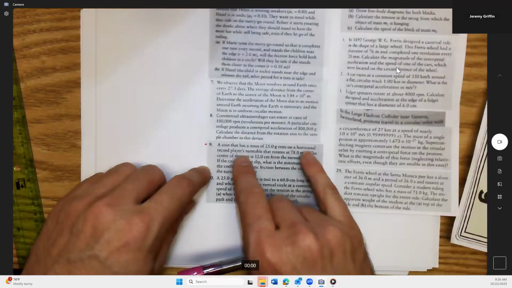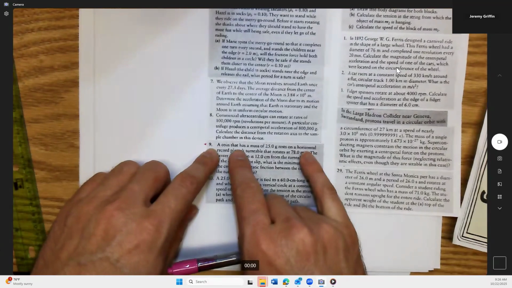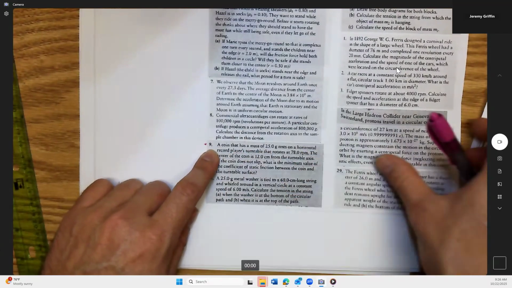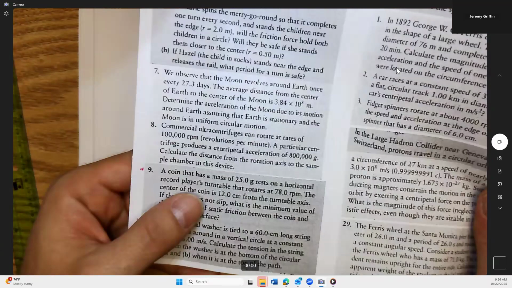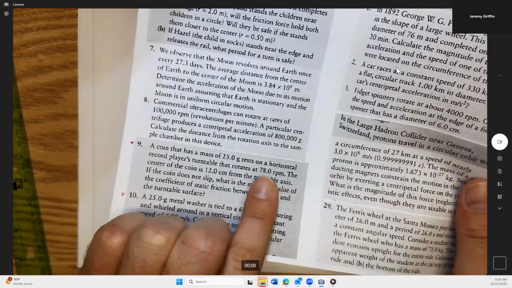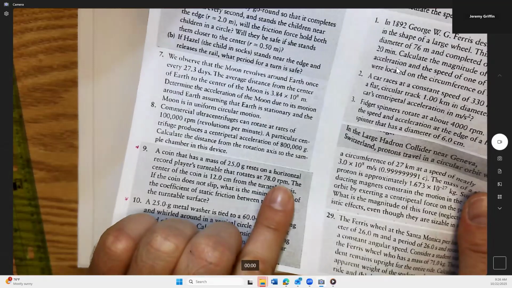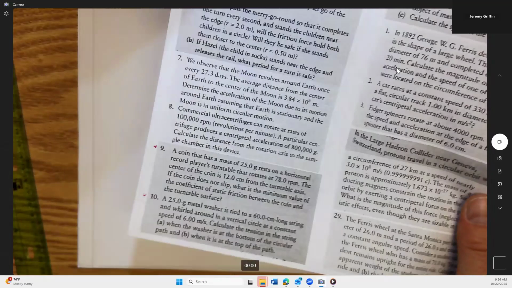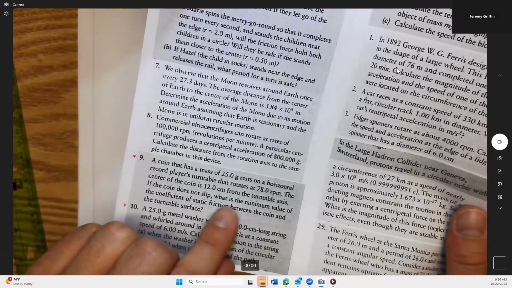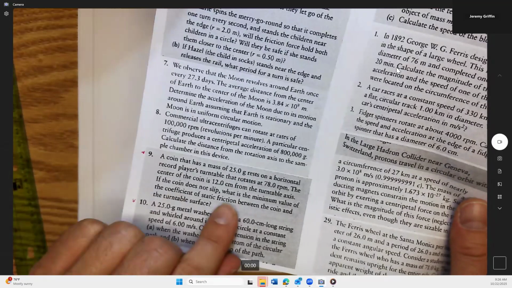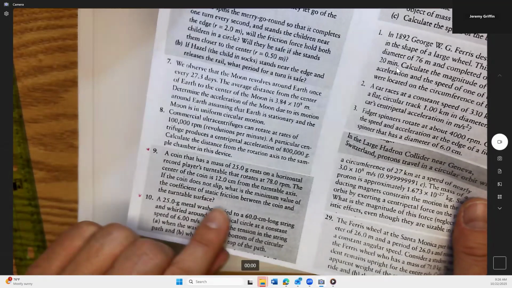So number 9, a coin has mass 25 grams. It rests on a horizontal record player's turntable that rotates at 78 RPM. Guys, what does RPM stand for? Yeah, revolutions per minute. The center of the coin is 12 centimeters from the turntable axis. The coin does not slip. What is the minimum value of coefficient of static friction between the coin and turntable surface?